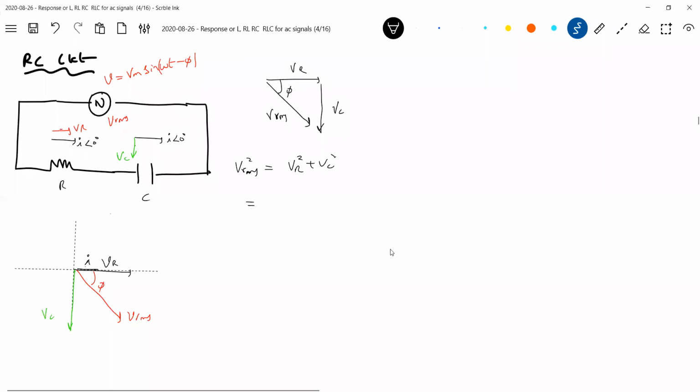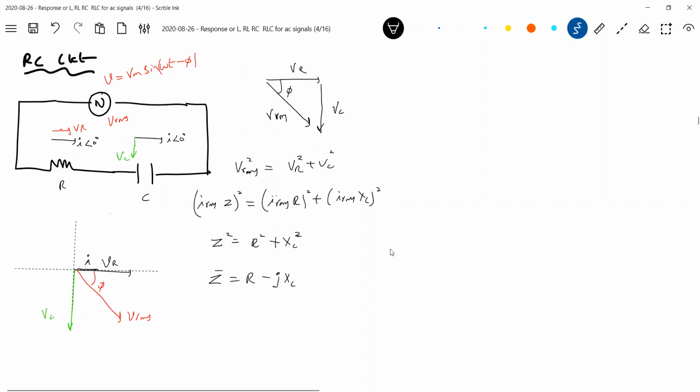Let's apply Ohm's law across each and every element. Ohm's law across the resistor: IRMS into R. Ohm's law across the capacitor, can you recollect what we did yesterday: IRMS into XC. What is XC? Capacitor reactance. And this should be equal to IRMS into Z. So Z square is equal to R square plus XC square. If I write in vector form, R minus jXC.